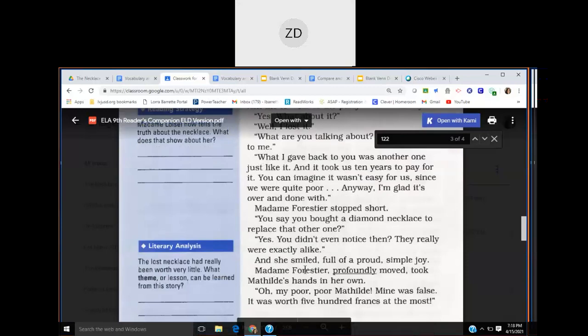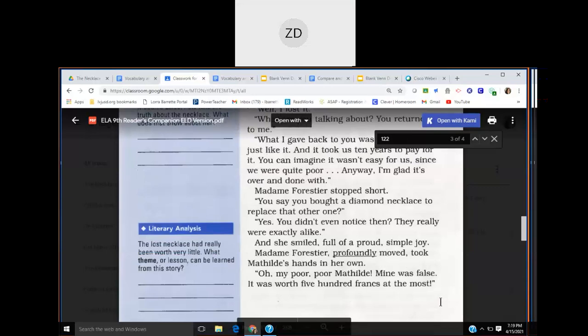Madame Forestier, profoundly moved, took Madame's hands in her own. Oh, my poor Madame. Mine was false. It was worth 500 francs at the most.